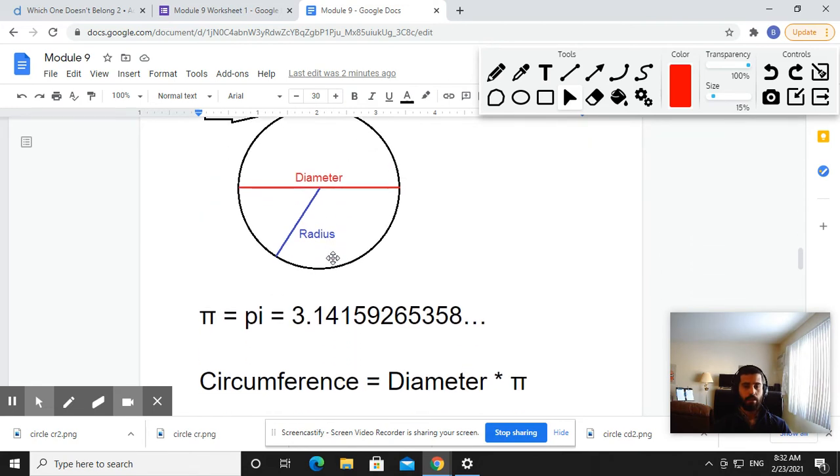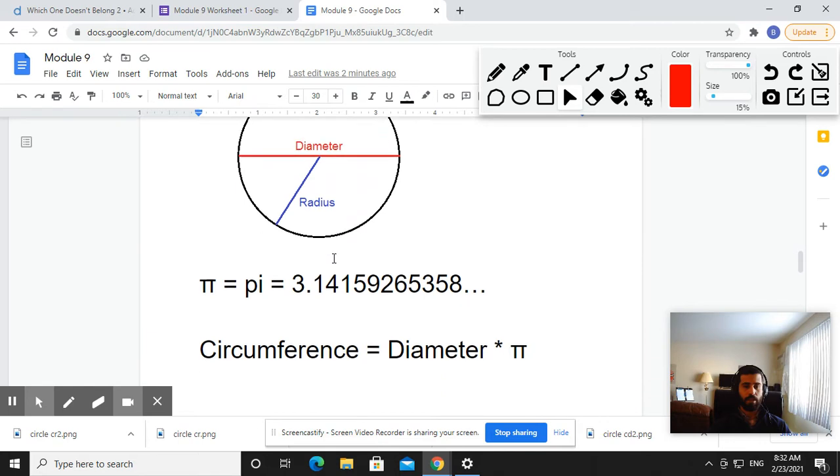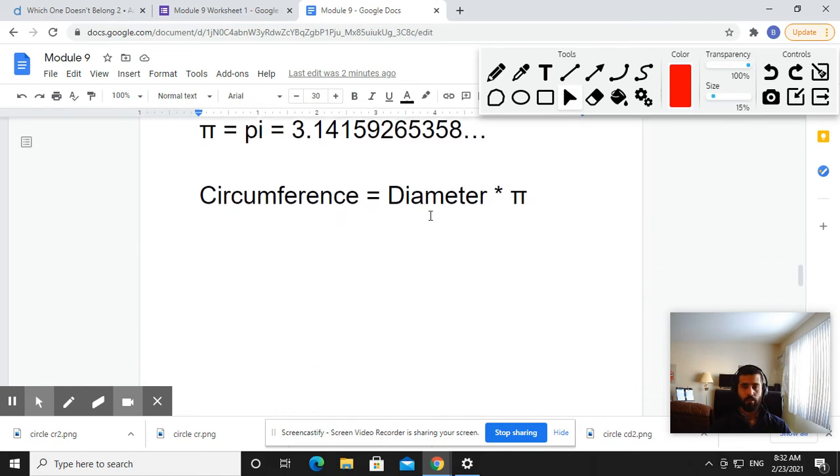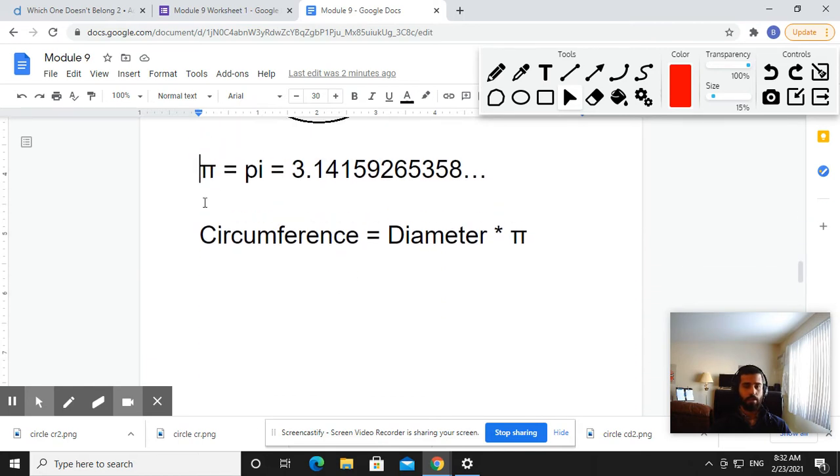And now, the other thing that we're going to need to know to find the circumference of a circle is that there is a number called pi. And that is just a name for a really long, non-terminating decimal. Okay? So pi is actually just 3.14159265358, and so on. It goes on forever, actually. It's not terminating.